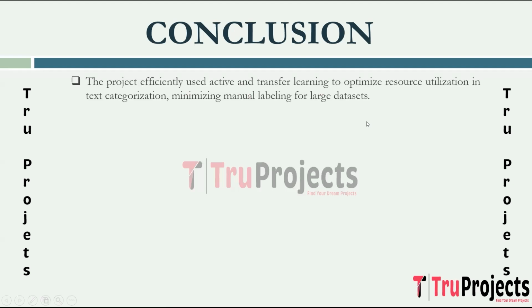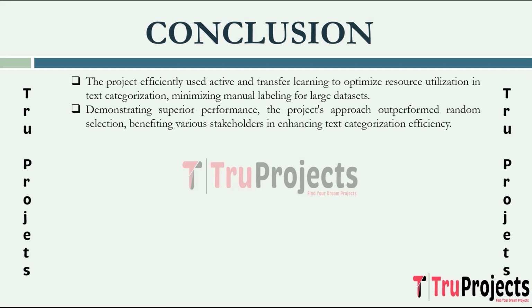Conclusion of the project. The project successfully addressed the challenge of efficient resource utilization in text categorization by incorporating active learning and transfer learning strategies. This optimization is crucial in handling large data sets and minimizing the need for extensive manual labeling. Through comprehensive experimental evaluations on diverse datasets, the project demonstrated that the combination of active and transfer learning outperformed random selection methods. The proposed criteria, particularly the active transfer criterion, showed superior performance in scenarios with limited labeled data.